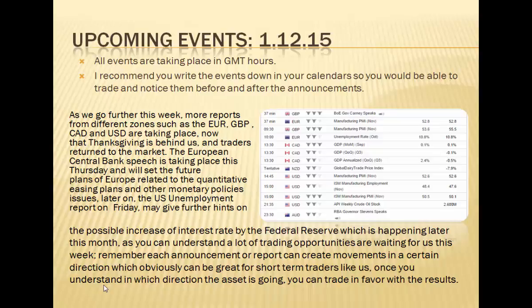Later on, the US unemployment report on Friday may give further hints on the possible increase of interest rate by the Federal Reserve, which is happening later on this month. As you can understand, a lot of trading opportunities are waiting for us this week. Remember, each announcement or report can create movements in a certain direction, which obviously can be great for short-term traders like us. Once you understand in which direction the asset is going, you can trade in favor with the results.